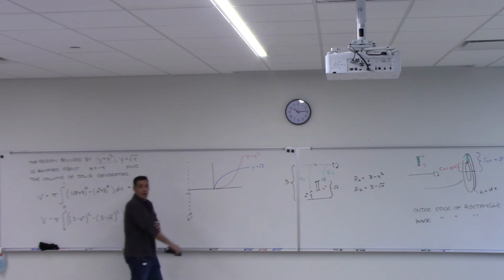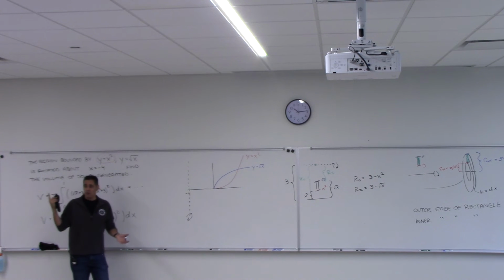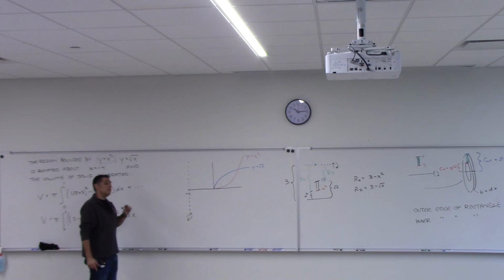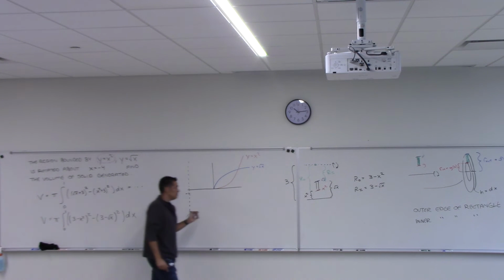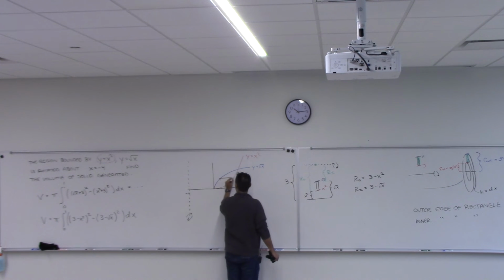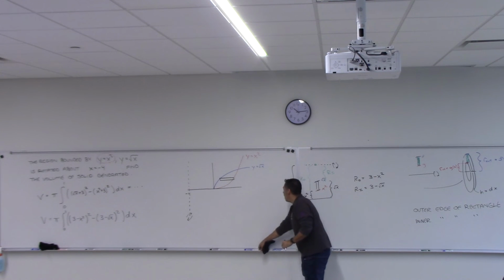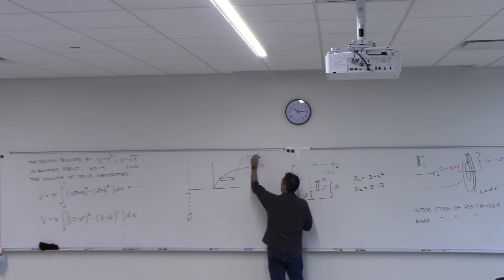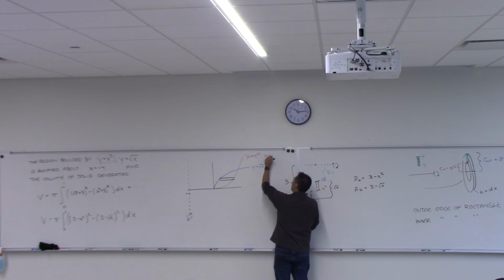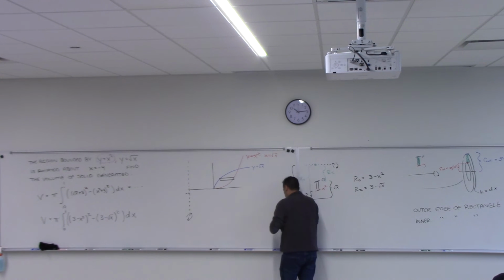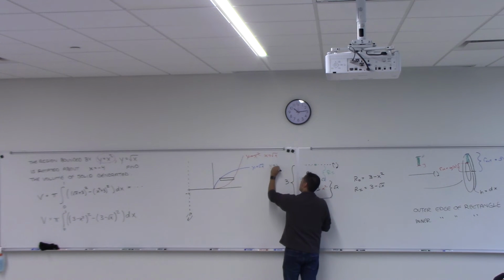So I'm forced right now, because all I know is washer's method, I'm going to have to draw my rectangle horizontally. And if I draw it horizontally, then these have to change, right? These have to become functions of y. So we've already done that, right? X is square root of y. And then the other one will become x is y squared.